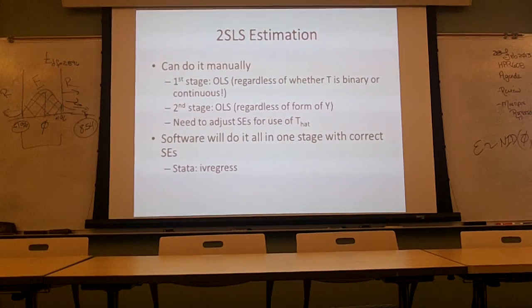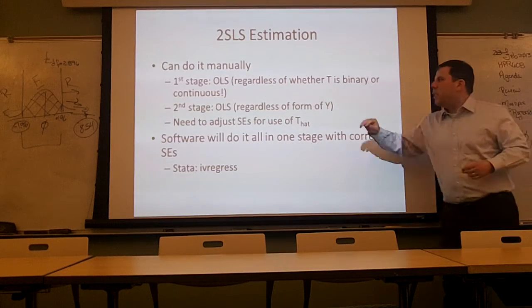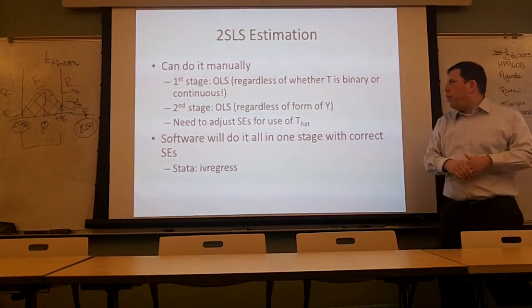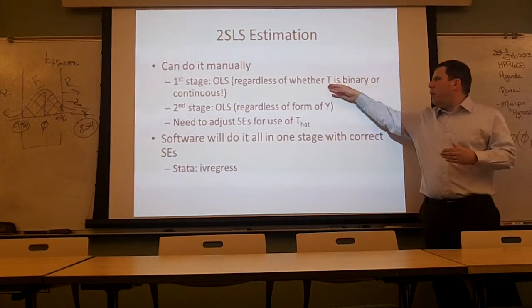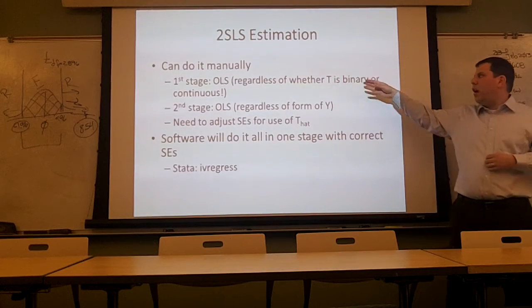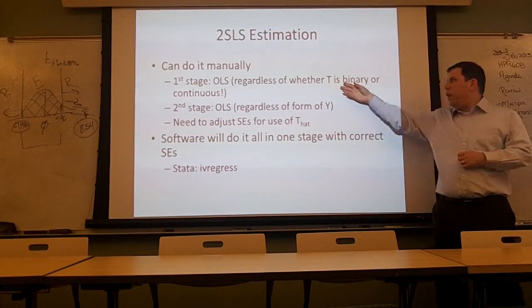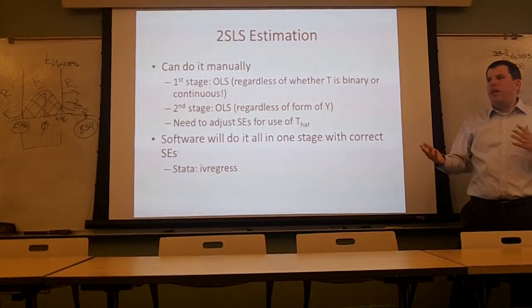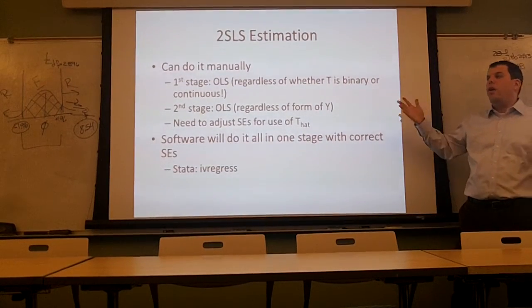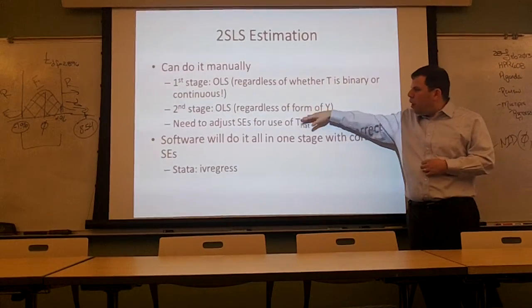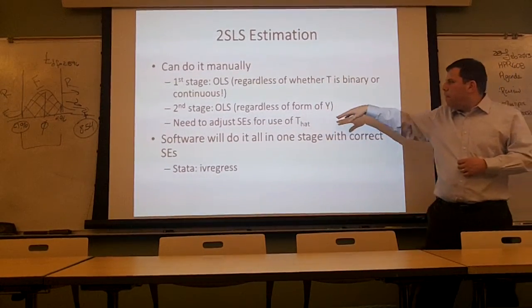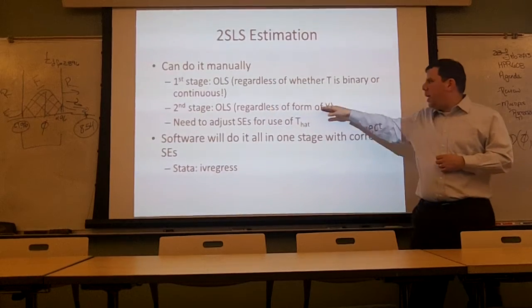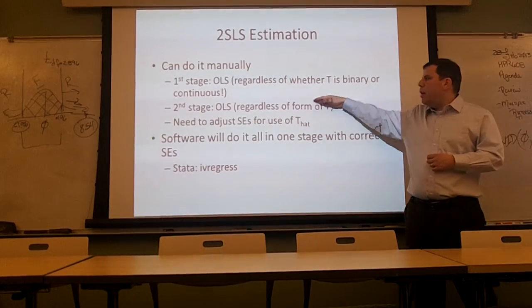All right, so how do we actually do two-stage least squares estimation? Well, there are two ways we can do it. We can do it the manual way, which is at the first stage you run an ordinary least squares regression, regardless of whether treatment is binary or continuous. Our dependent variable here is treatment status, but treatment status could be binary, it could be continuous, it doesn't matter. Run OLS. Then the second stage, run OLS again, using t hat from the first stage, and you get your result.